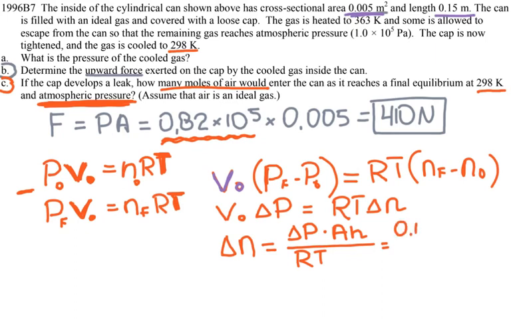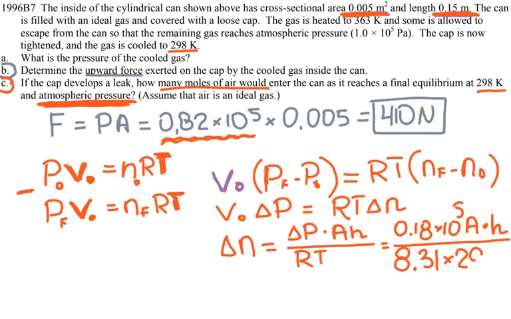So that gives me 0.18 times 10 to the 5th. Then I have area times the height, and again here is the area on the top given in the problem, and here is the height. I'm going to plug in the numbers. Gas constant is 8.31, and the temperature is 298. If I plug in my numbers, delta N is equal to 545 times 10 to the negative 3 mole.